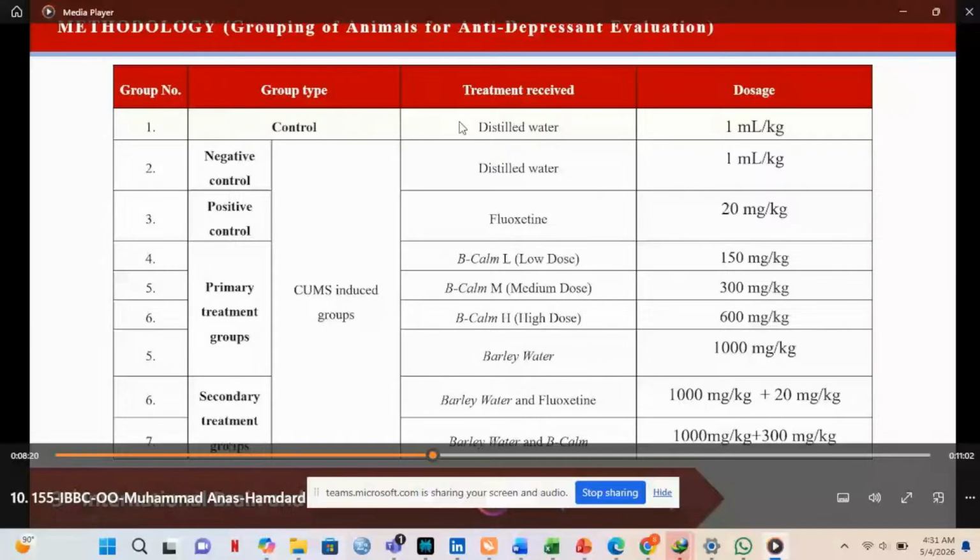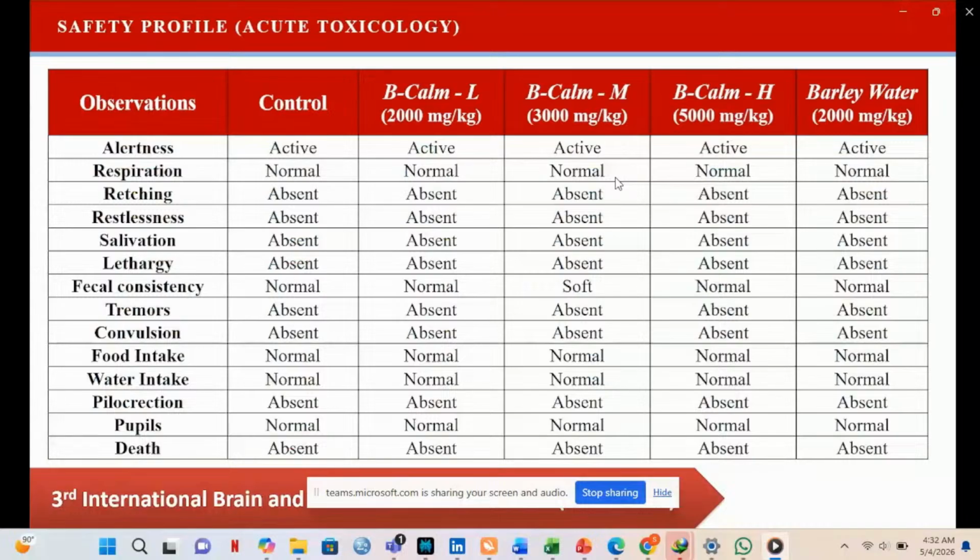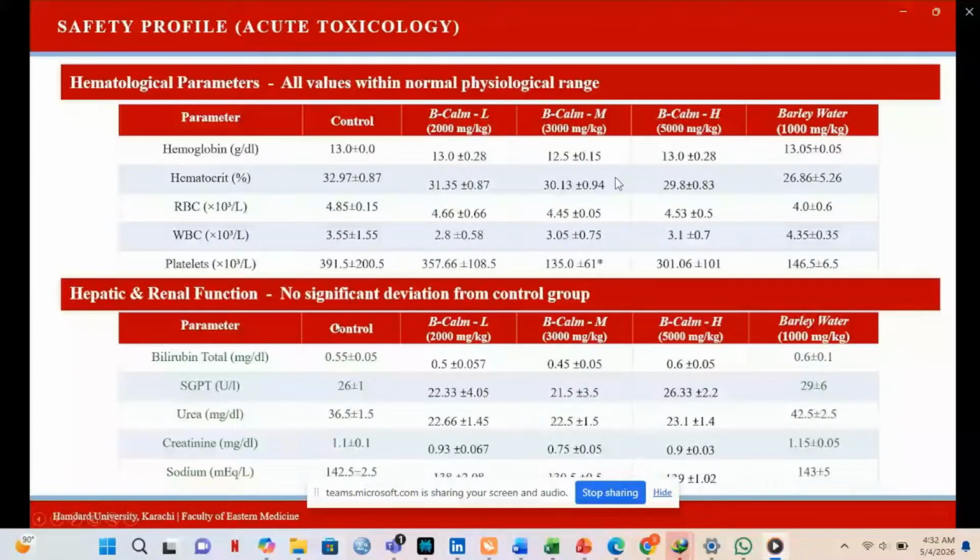So here is the result of the safety profile or acute toxicity. The acute toxicity was done by observation of some behaviors, and all the behaviors of the animals in all the groups were normal and comparable to the control group. After that, for the subacute toxicity, the hematological parameters and the hepatic and renal parameters were evaluated, and according to the result, all the values of these parameters were within the normal physiological range, and there was no significant deviation from the control group, except there is one value, the platelets of the Becam mid dose, which was very low in comparison to the control group.